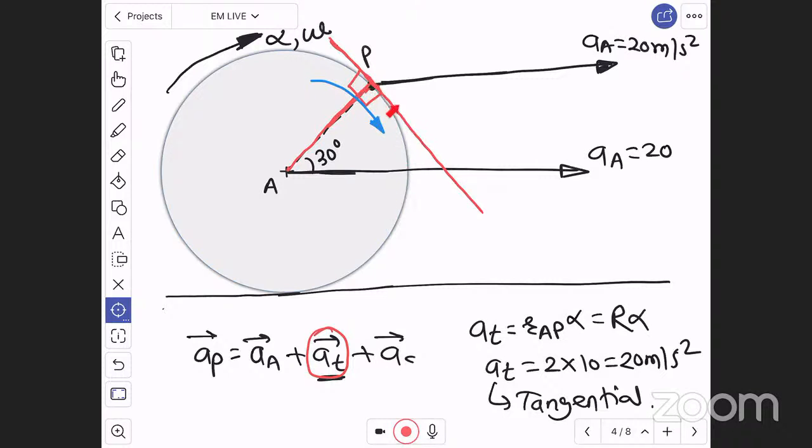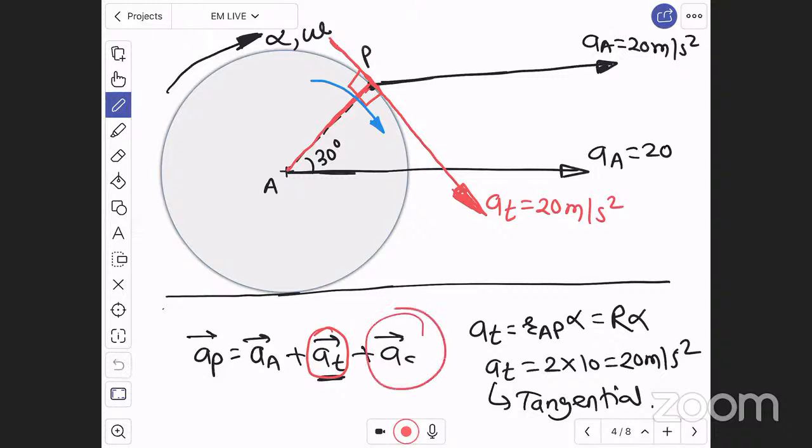So you have to show AT in the tangential direction, in downward direction like this. Because of clockwise rotation, P is going in downward direction with respect to A, with tangential acceleration AT equal to 20 meter per second square. Here we have calculated it.